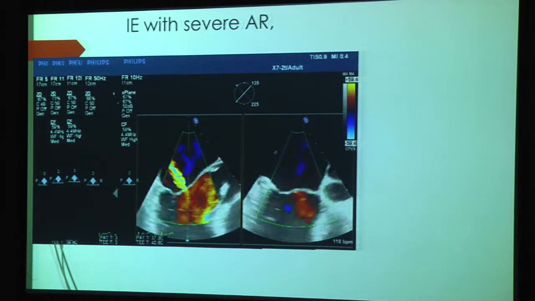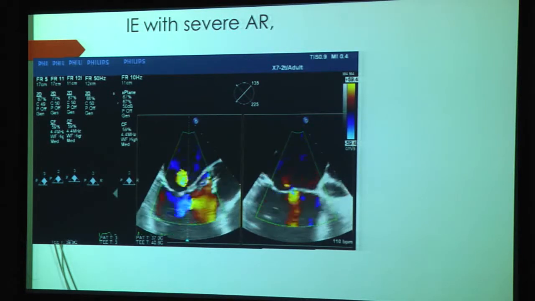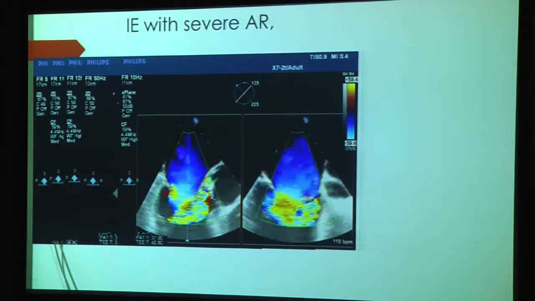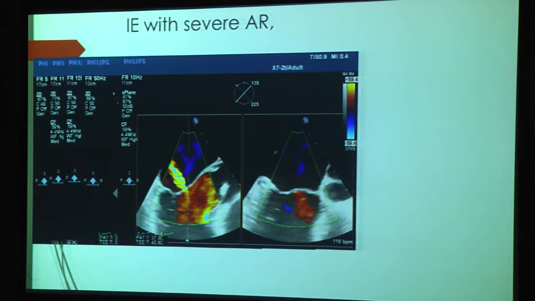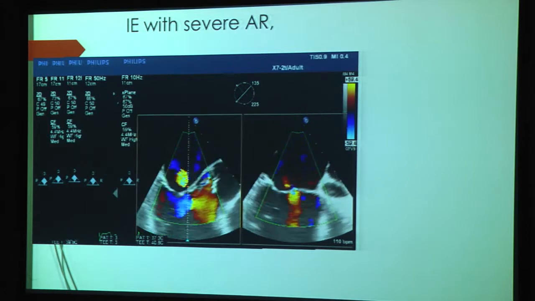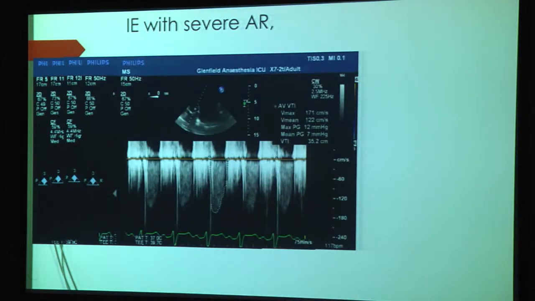This is just an X-plane view of this. It's quite useful, I think. It also saves a lot of time. You don't have to do sequential views. You can just click X-plane, take a 90-degree view of the original view, and you save yourself a lot of time. And it gives you a better idea of the three-dimensional structures if you don't have 3D echo.